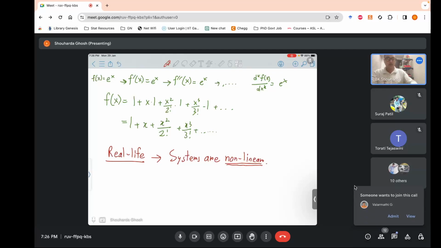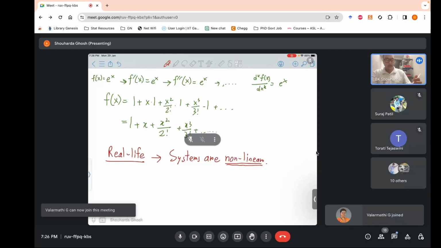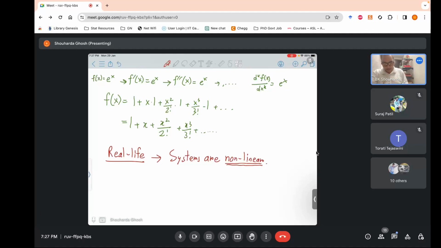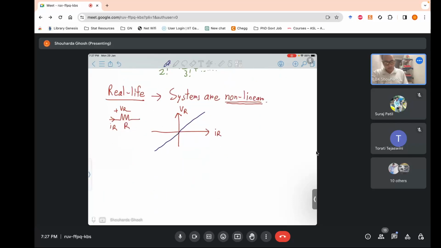Now, for example, if I want to explain to you what linearity means, not from a systems perspective, in general, let's say you have a resistor, the voltage across it is VR and the current through it is IR. So when you plot VR upon IR, you know the very valid Ohm's law. Because of this Ohm's law, your VR is directly proportional to IR.